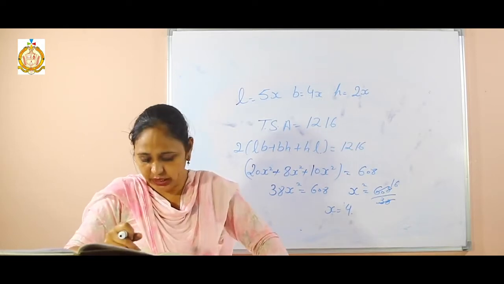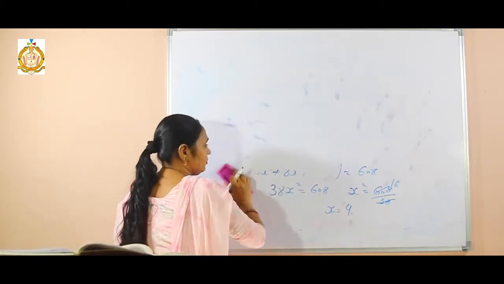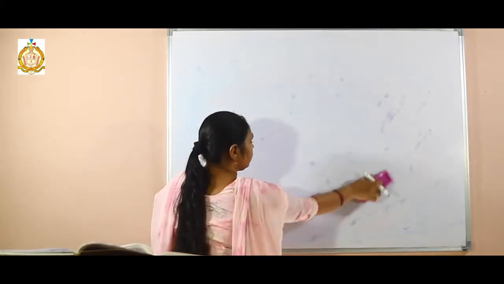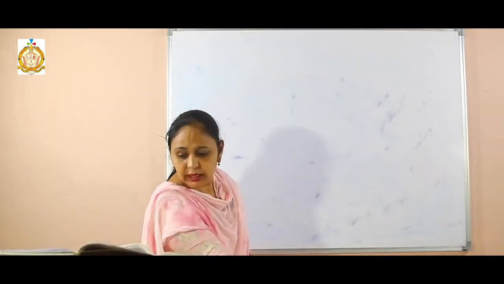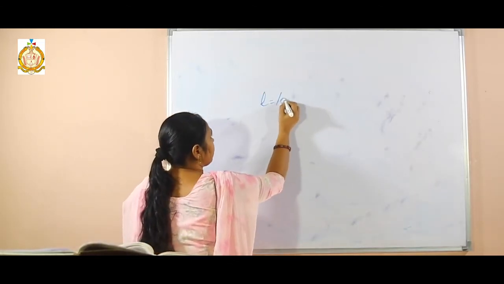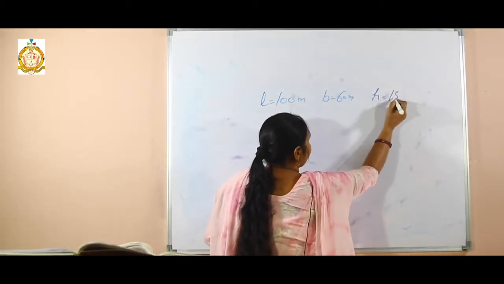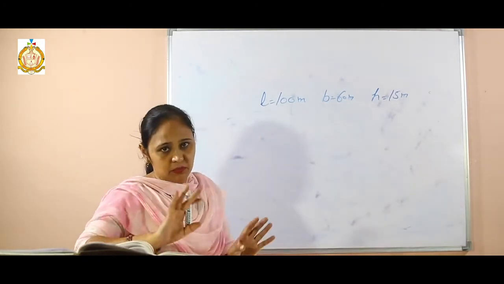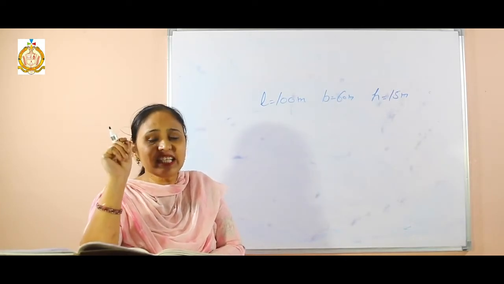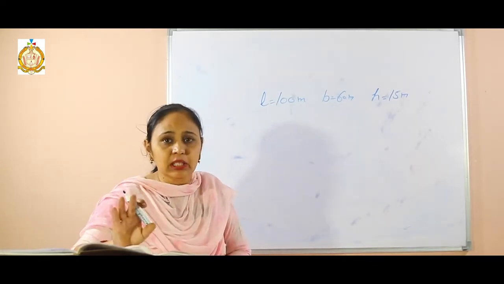Now in this third sum, we can see the dimensions are given: length 100, breadth 60, and the height is given 15 meter. A 3D room is given. Then he says, one person, how many persons can sit? First I find out how much air is present in that hall. That means I will find the volume.